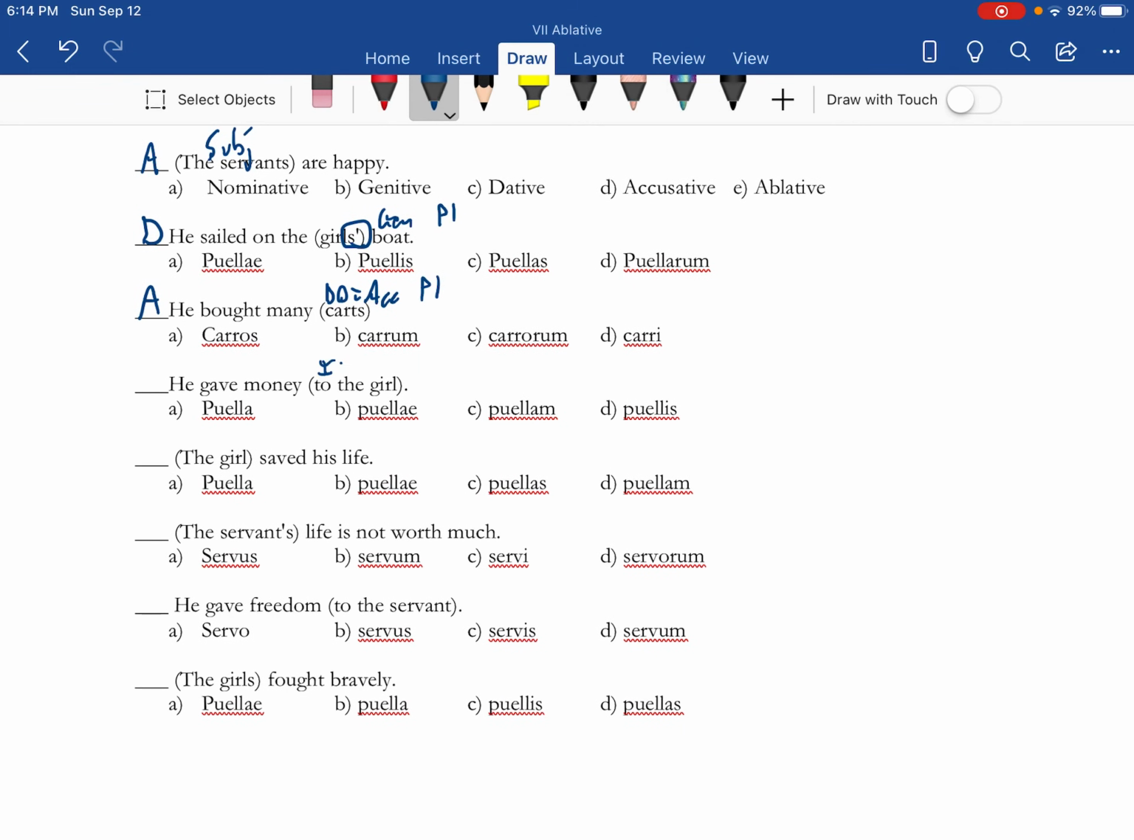He gave money to the girl. This is an indirect object, which is dative and singular. If you check out all the endings, the A is an A-E when it's dative singular. Girl saved his life. That's the subject, so nominative singular. A. The servant's life is not worth much. Possession, so genitive singular. C. He gave freedom to the servant, indirect object, which equals dative, and there's just one. So A. The girls fought bravely, nominative. And plural, so you need that A to become an AE, so we got A.